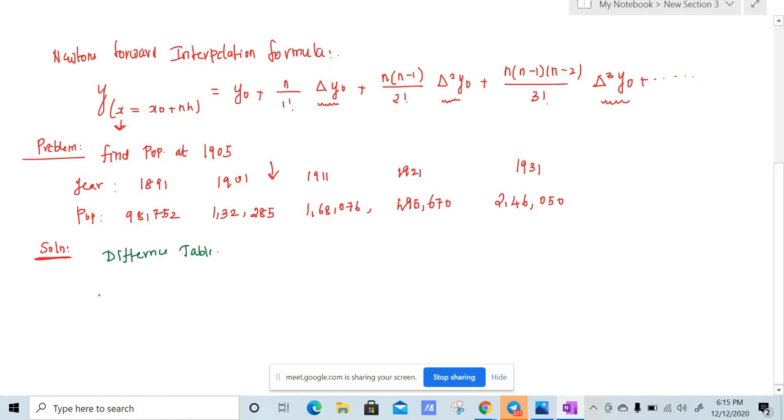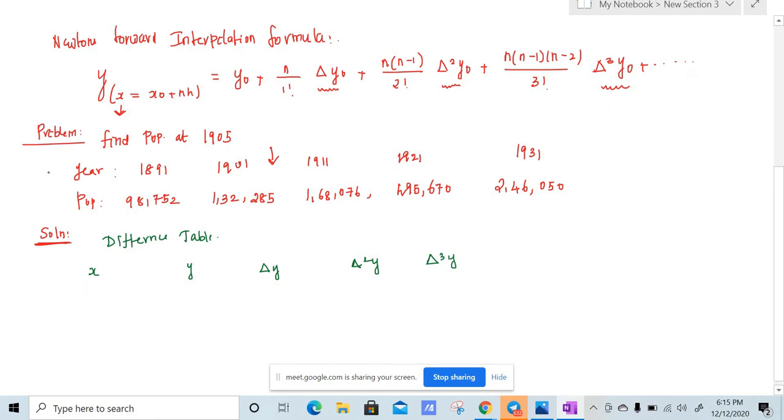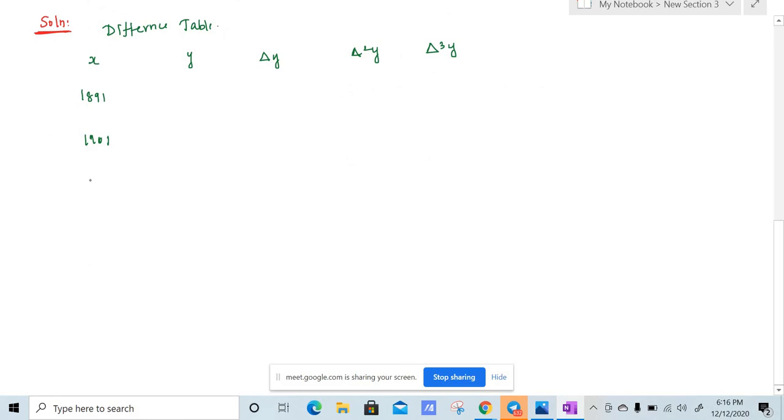So first we start with x, and then y, and then del y, and then del square y, and then del cube y, and so on. So this is our column. So x, what is x? You just take this x, this is y. So this is 1891, 1901, and then 1911, and then 1921, and then 1931. This is the x.